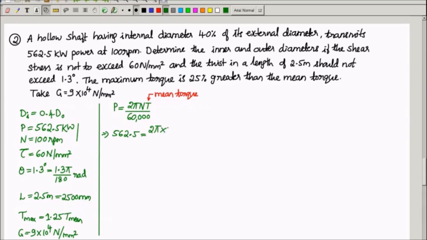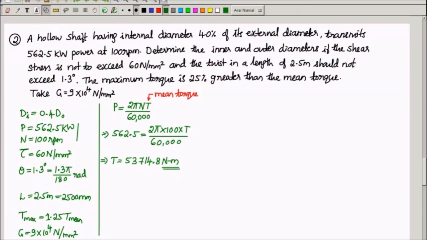N is 100 here. Into T, we don't know. Let us keep it as unknown, divided by 60,000. So now you can evaluate T from this. T, we will obtain it as 53714.8 Newton meter. Remember, you will obtain it in Newton meter, not millimeter, because power is in watt.